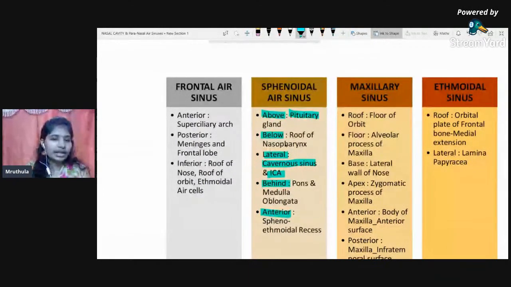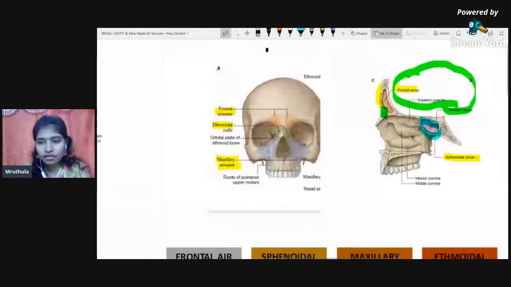Now we need to see the inferior, posterior, and anterior relation. So first, inferior relation, this you can imagine by yourself. Let me show that also. Here below this blue color highlighted area, that is below the sphenoidal sinus, there will be pharynx. Its superior part is the nasopharynx. Nasopharynx is what is found immediately behind the nasal cavity. I showed that to you in the beginning. So below the sphenoidal sinus, we will be having the nasopharynx. So we have completed the inferior relation also.